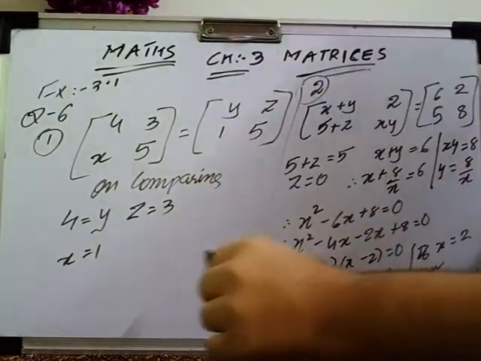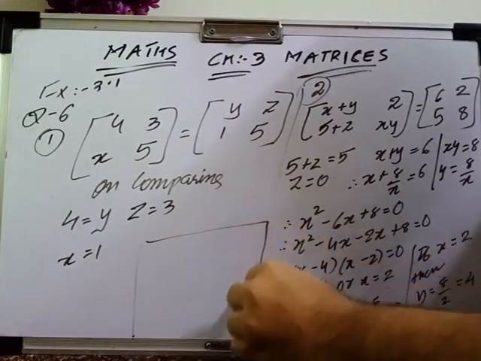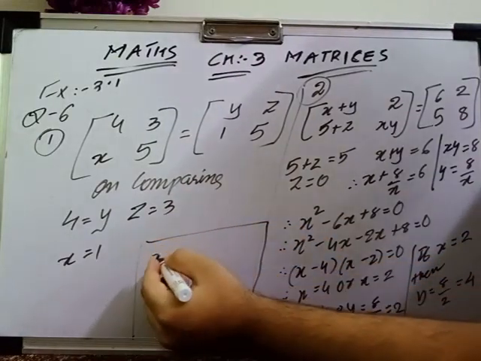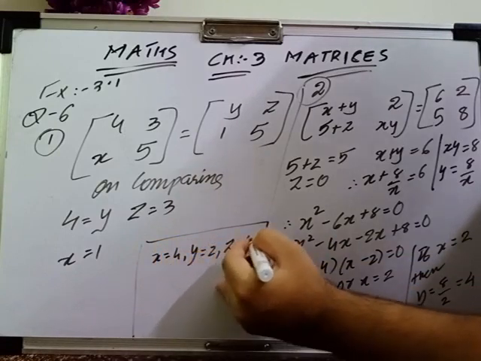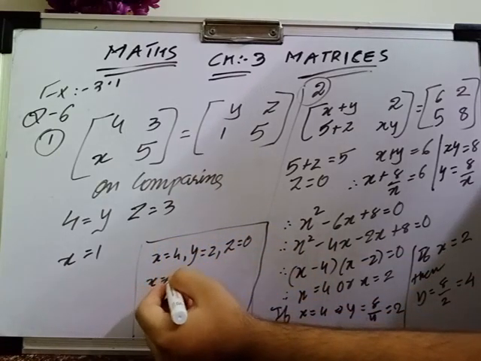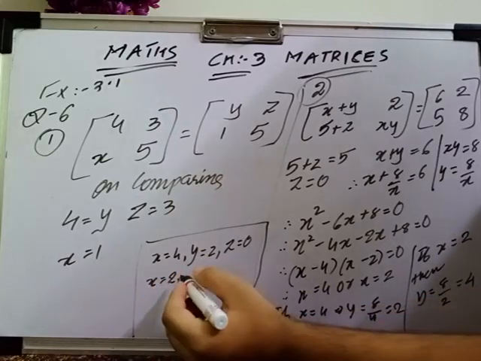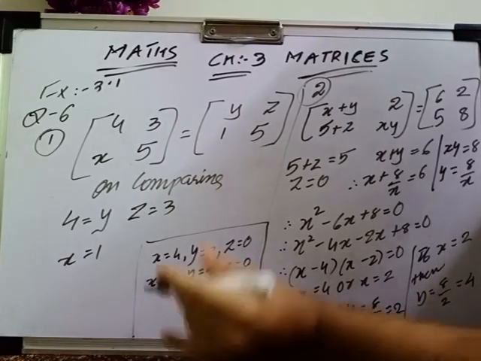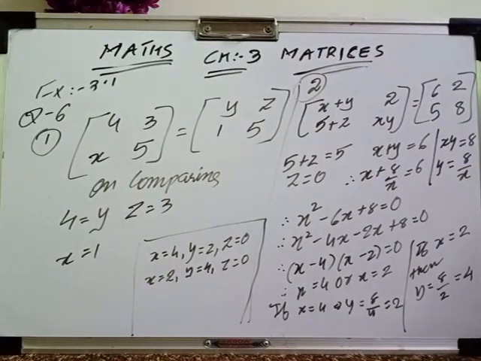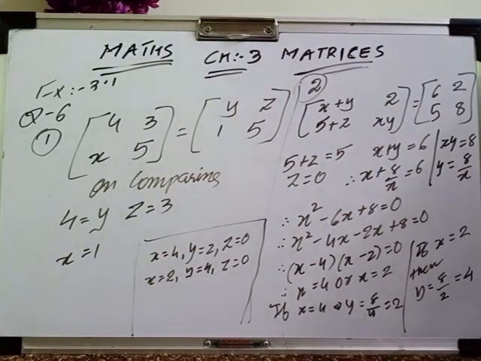So we have two pairs of solutions: one is x is equal to 4, y is equal to 2 and z is equal to 0, and the second is x is equal to 2, y is equal to 4 and z is equal to 0, right? You can try the third question. You just have to compare it and find the answers.